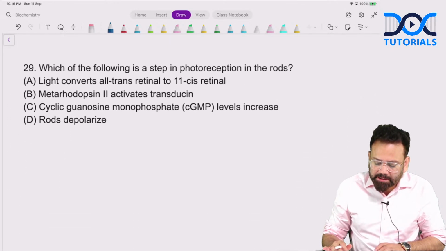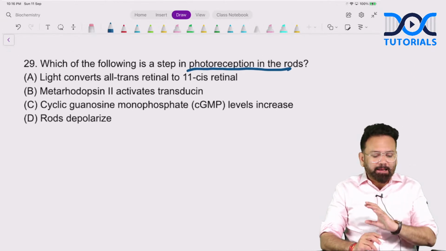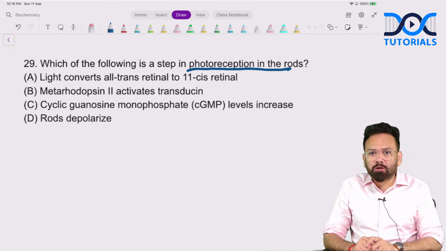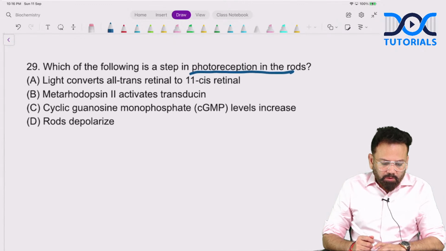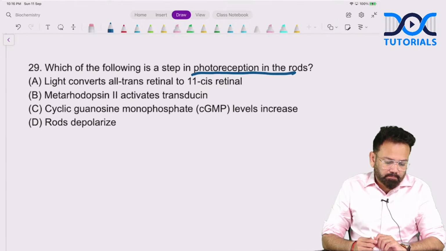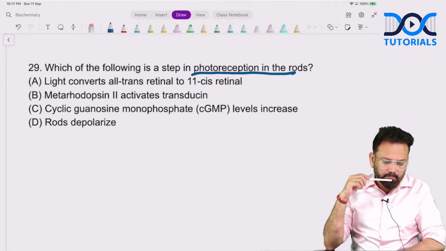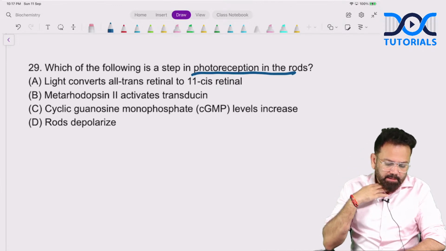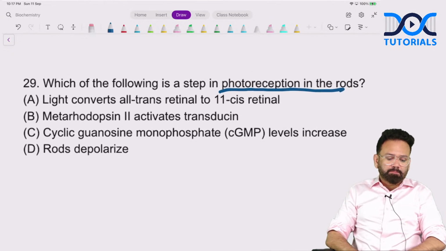Which of the following is the step in photoreception in the rod? When light falls on the rod, what will happen? Which is the correct step of photoreception in the rod? Yes, we say A. Read carefully. Read the options carefully, my dear friend.